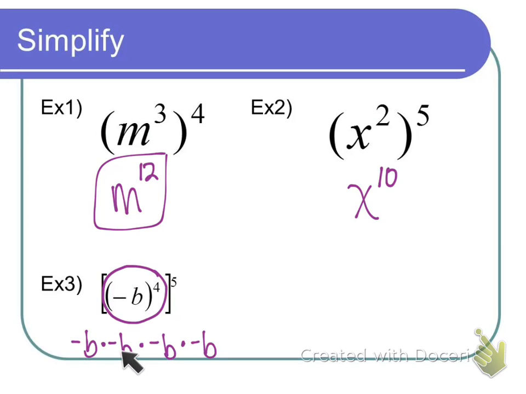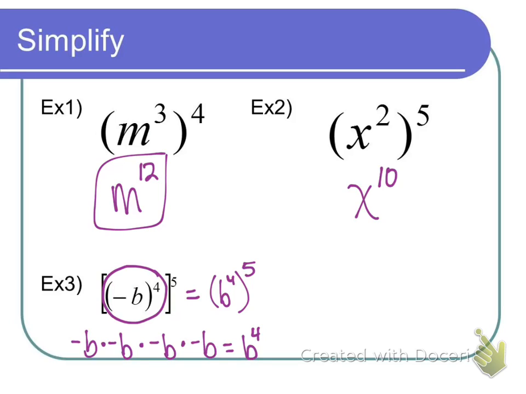because we can pair up those negative signs. A negative times a negative is a positive. Negative times a negative is a positive. So we would end up with positive b to the 4th power. If we add those exponents, 1 plus 1 plus 1 plus 1, that gives us b to the 4th. So that turns this problem into b to the 4th raised to the 5th power. So we're simplifying it from the inside out.